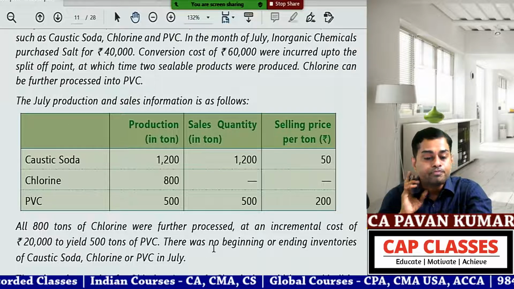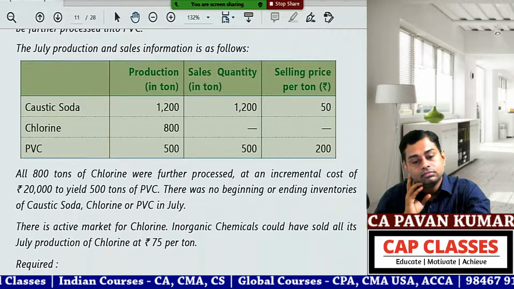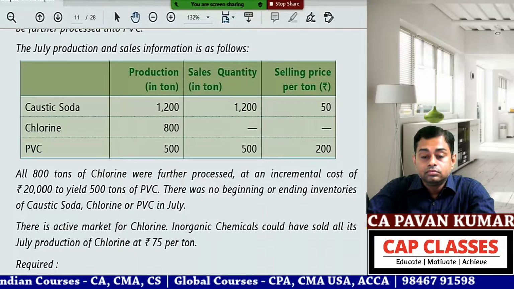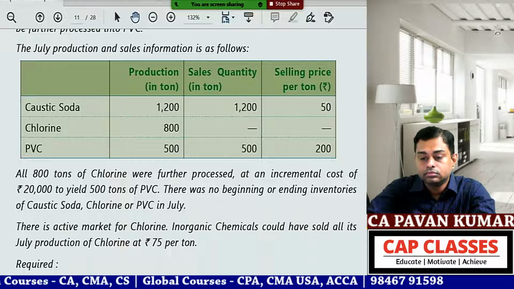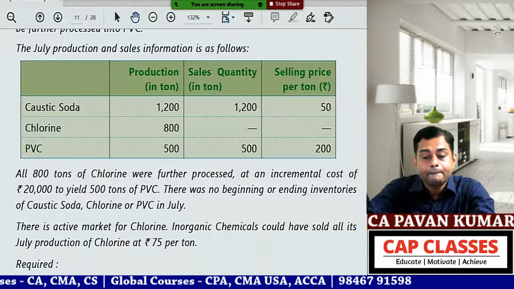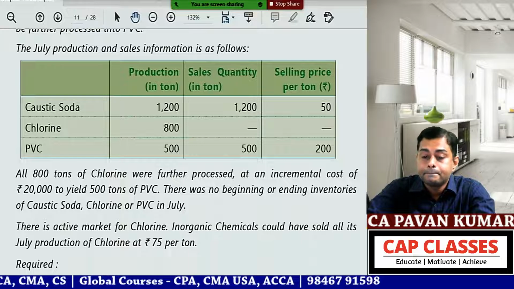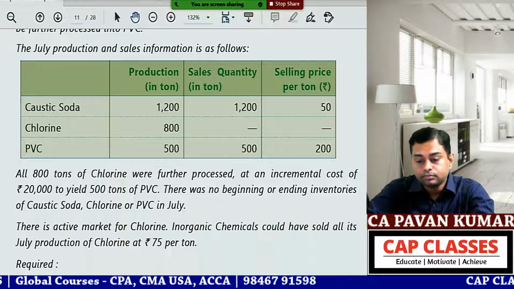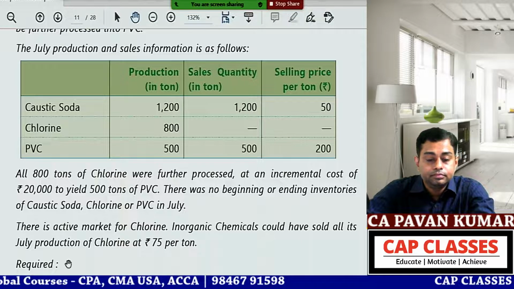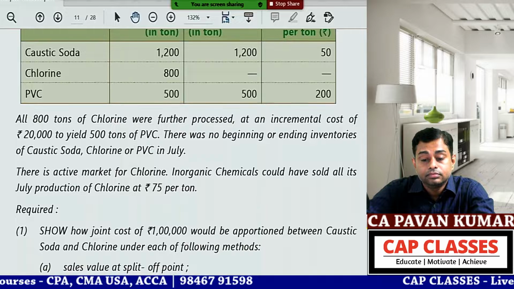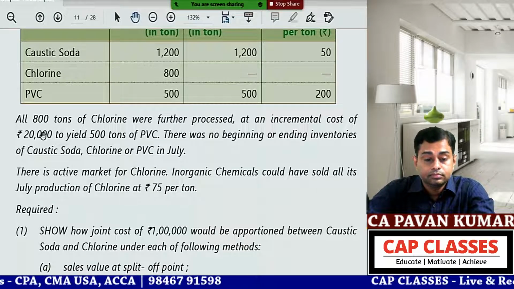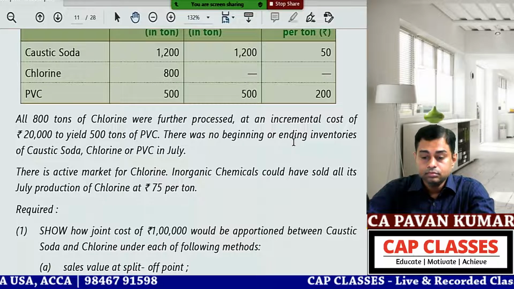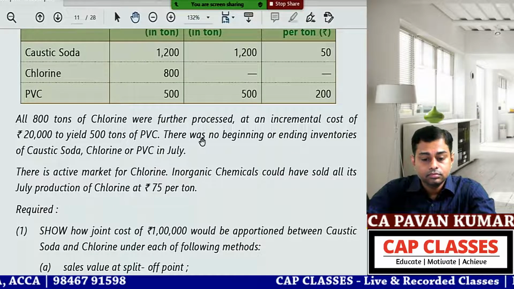Read. The July production and sales information is as follows. Caustic soda production 1,200 tons, sales quantity 1,200 tons, selling price per ton rupees 50. Chlorine production 800 tons, sales nil, selling price nil. PVC production 500 tons, sales quantity 500 tons, selling price 200 rupees. Very good. Next. All 800 tons of chlorine were further processed at an incremental cost of rupees 20,000 to yield 500 tons of PVC. There was no beginning or ending inventories of caustic soda, chlorine or PVC in July.